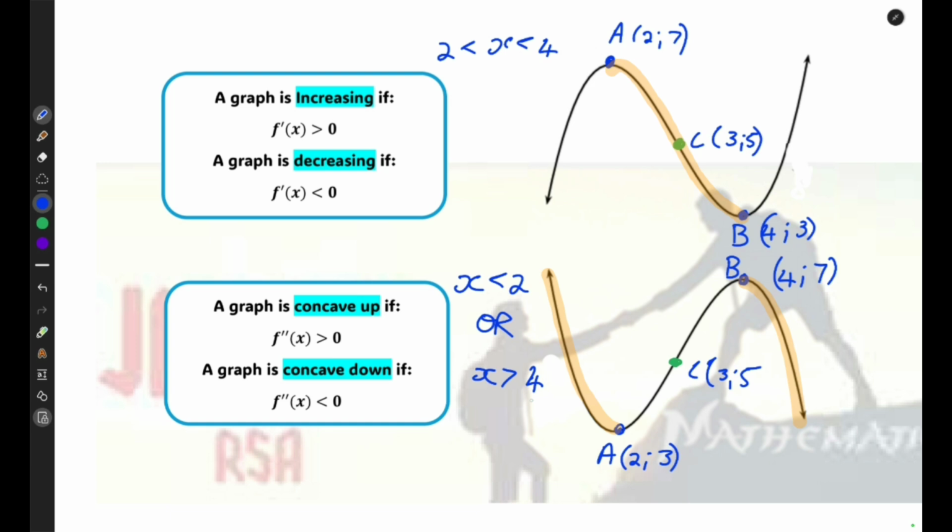So you'll notice I never put an including sign when it's talking about increasing and decreasing. Okay, you call A and B a stationary point, so at that point it's not increasing or decreasing, and therefore I never include those values with these types of questions.